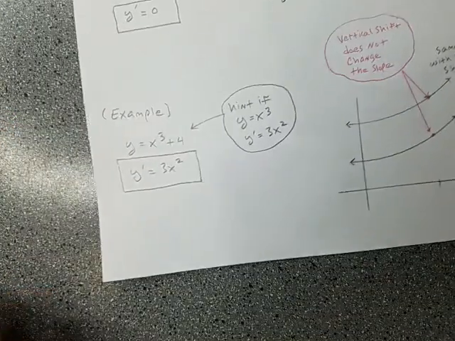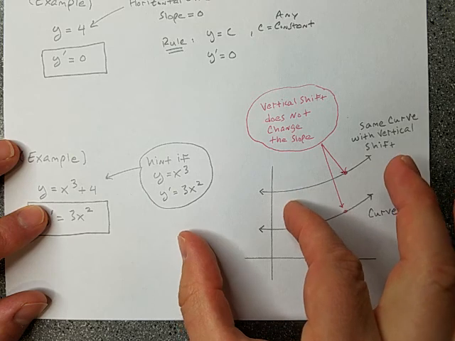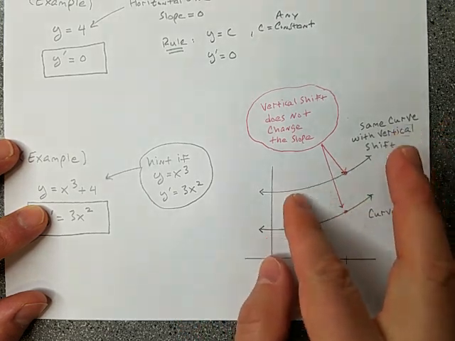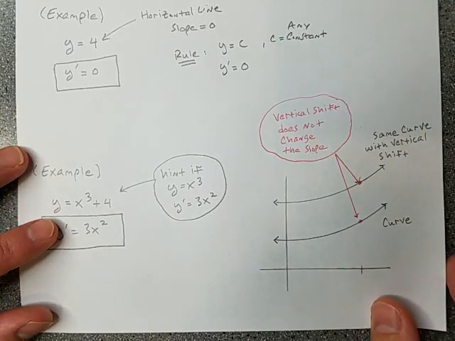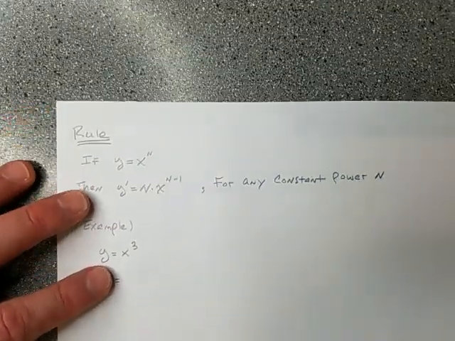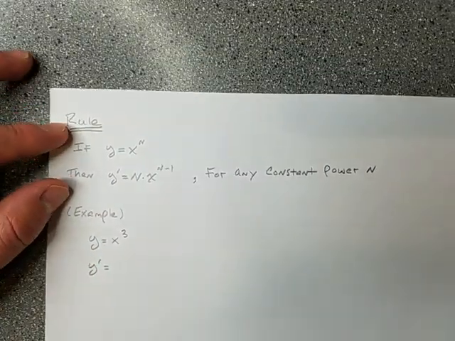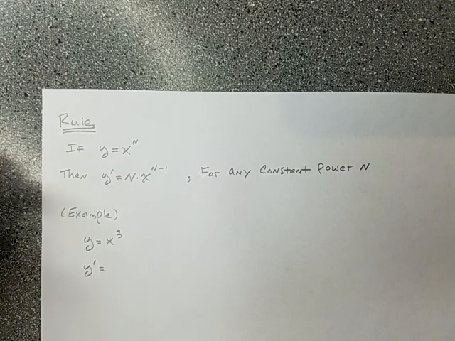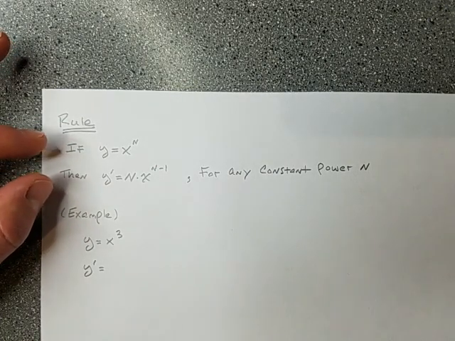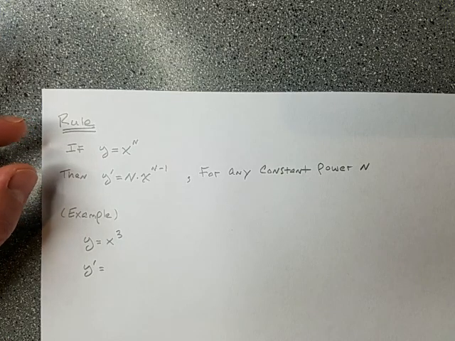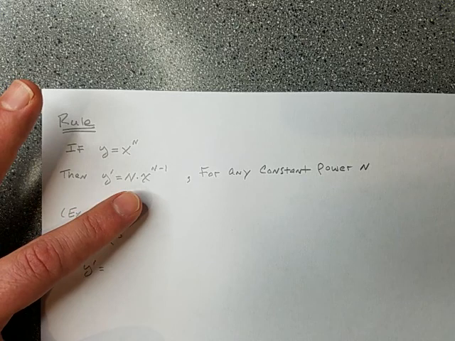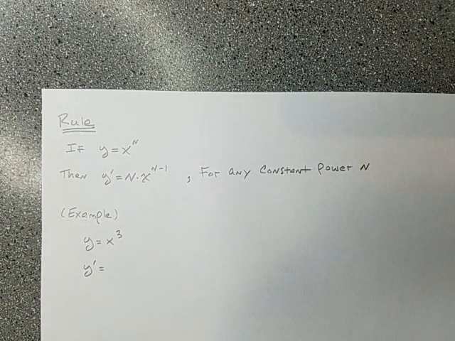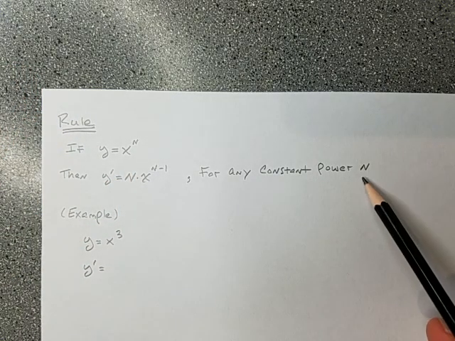Horizontal shifts, well, yeah, if I shifted the graph horizontally, it wouldn't match up the same way, right? That would change the slope at the related points, all right? Okay, so let's look at our first kind of broad and formal rule. Here's a rule for you. This is the one that we'll use most often. It says if y is x to the power n, y prime is n times x to the power n minus 1, and n is a constant power of any kind.